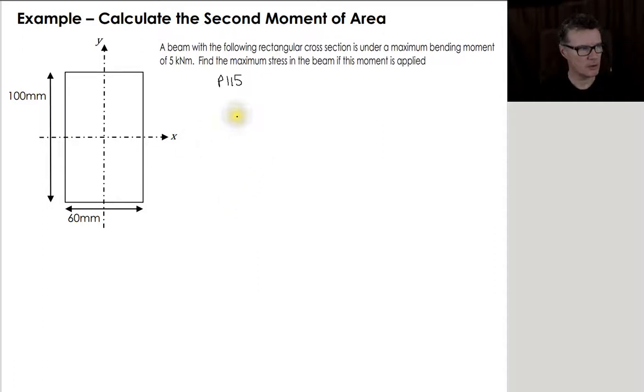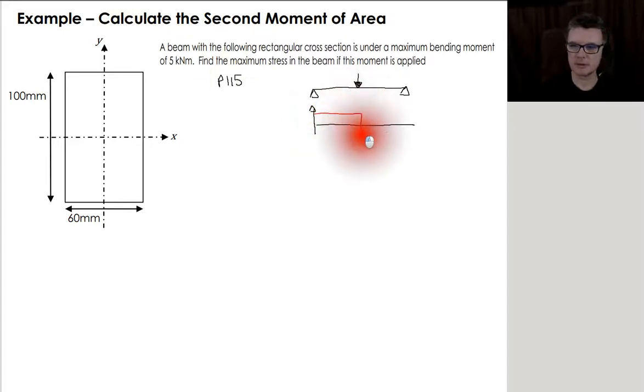So the equation we'll be using is where we've got this beam. It's potentially experiencing a maximum bending moment of 5 kilonewton meters. You would get this result from, we look at a beam, we put a load on top, and then we'll plot a shear force diagram. And that would look something like this.